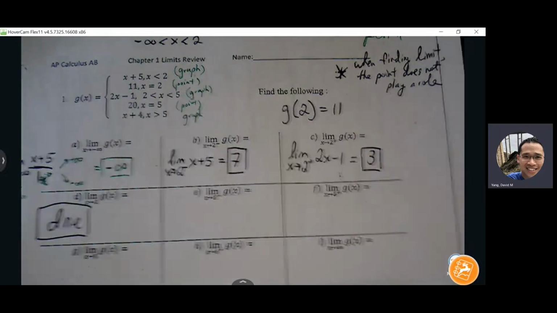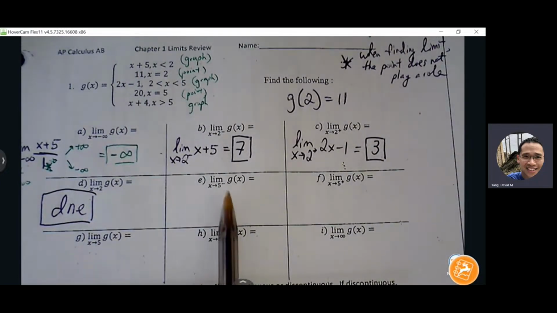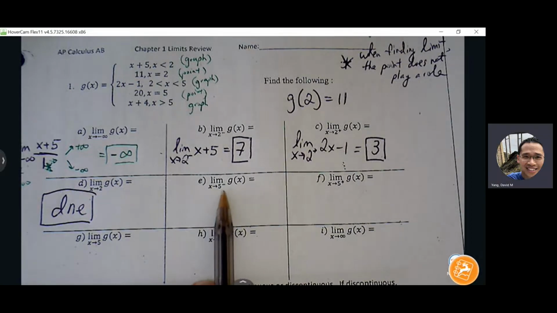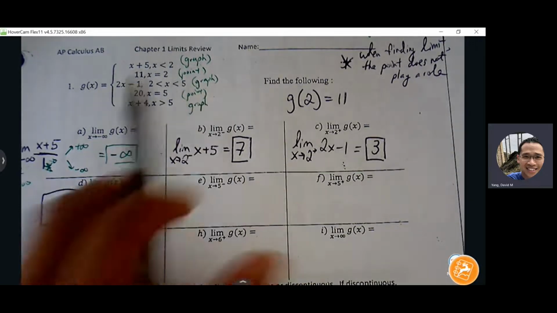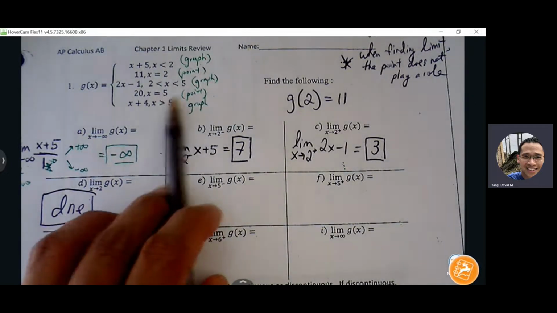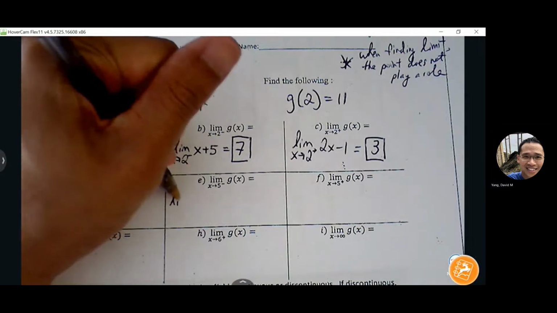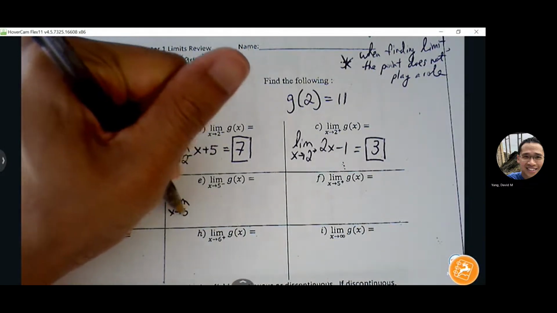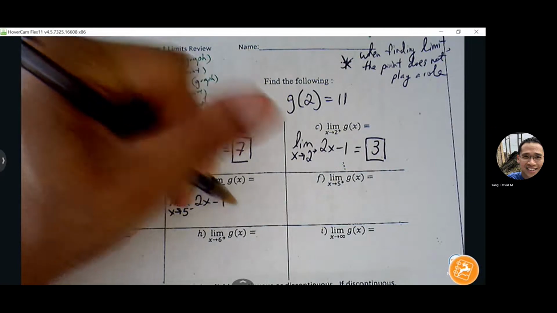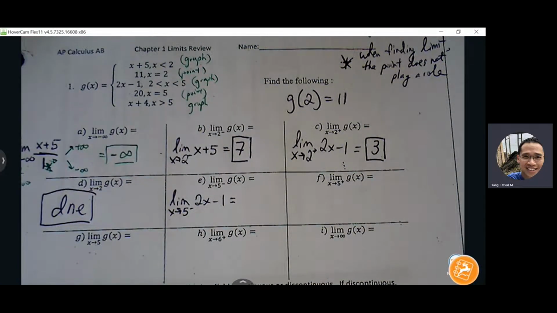Okay, part E, approaching 5 from the left side of 5. So think about values that are a little bit to the left of 5. Where does that fall under? 2x minus 1. Good, right? So think about like 4.5, 4.6, that all falls inside this interval here. We'll choose the 2x minus 1. No decimals in our expression. Just insert the 5. We get 9.